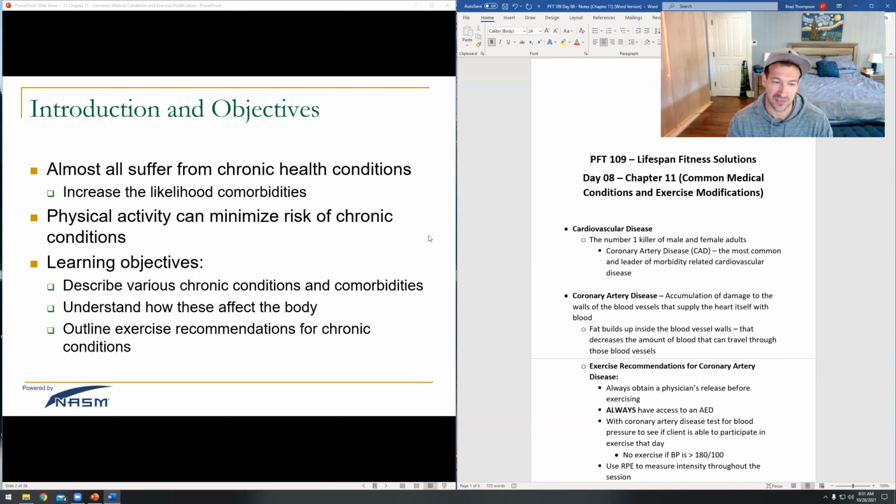But we know that physical activity decreases our risk, right? We know that physical activity has very positive benefits on all of these conditions. And so we are trying to be as physically active as long as we possibly can, so that we don't have to deal with the detrimental effects here. So learning objectives today: go through all these diseases again, make sure they're all really clear because we're not going to talk about them for quite some time, understand how they affect the body, and outline some basic exercise recommendations.